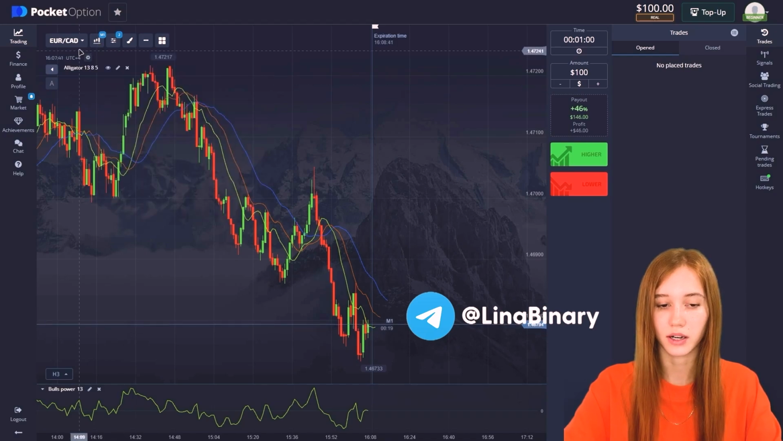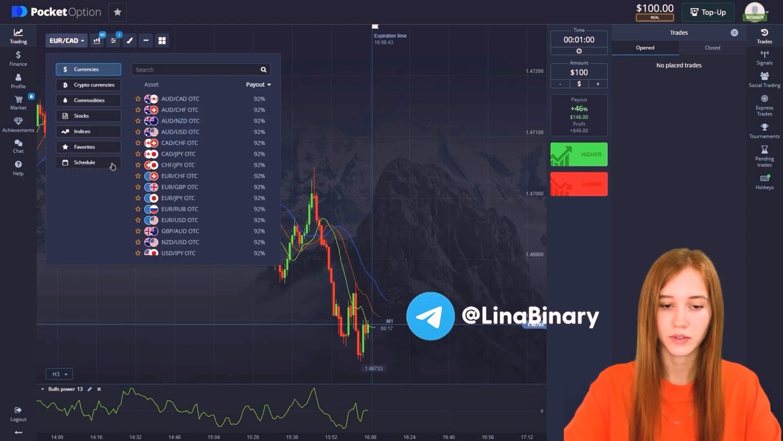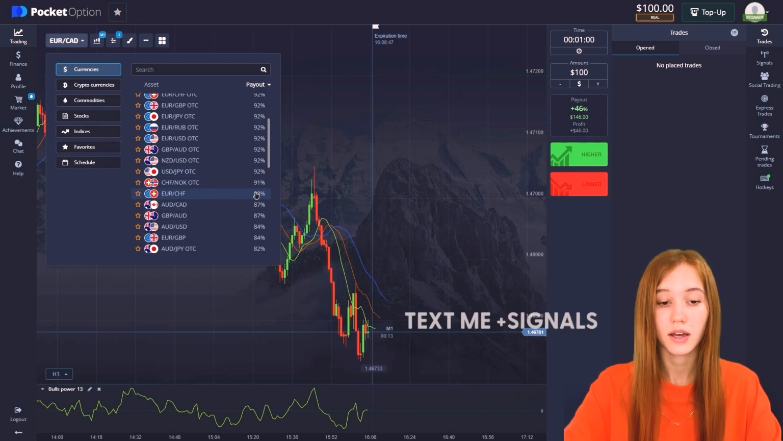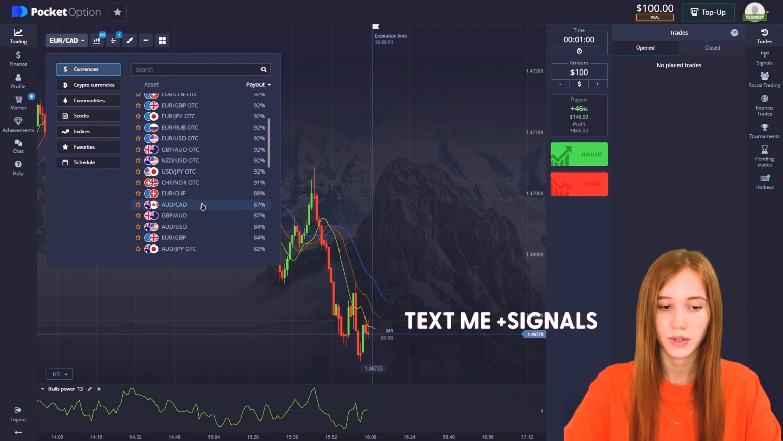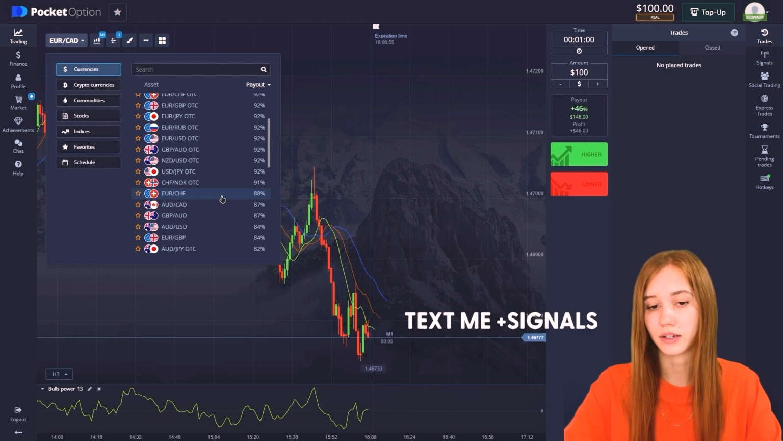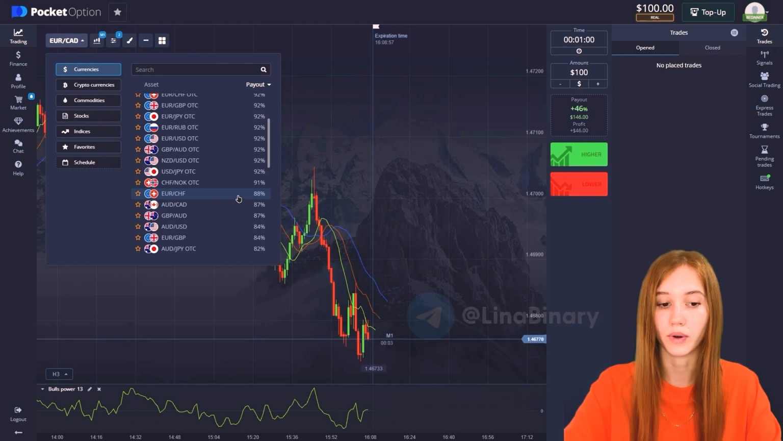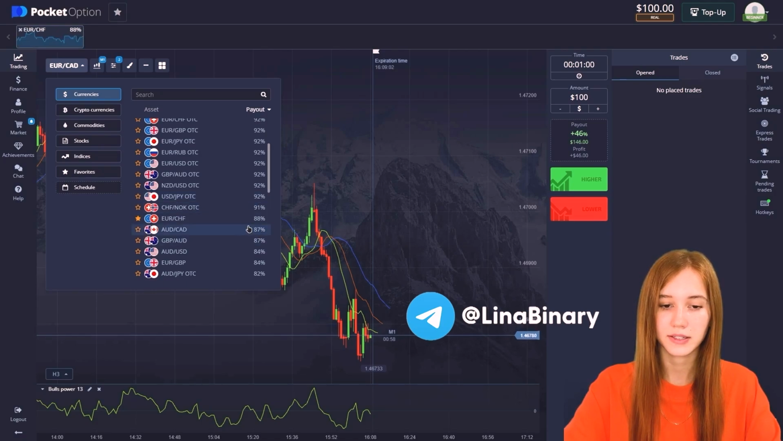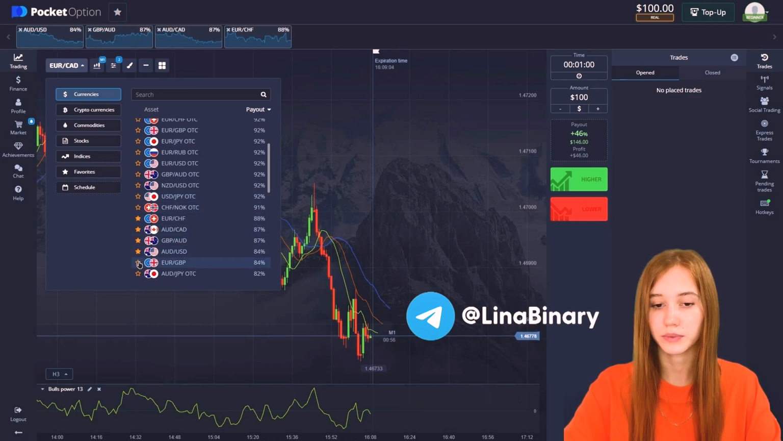We'll select several currency pairs. To the right of the currency pairs, you see percentages. This means the percentage of payouts. So we open a deal for $100. If the deal goes through, we are in the black by $88. I advise you to choose above 70%. And let's highlight the first few.